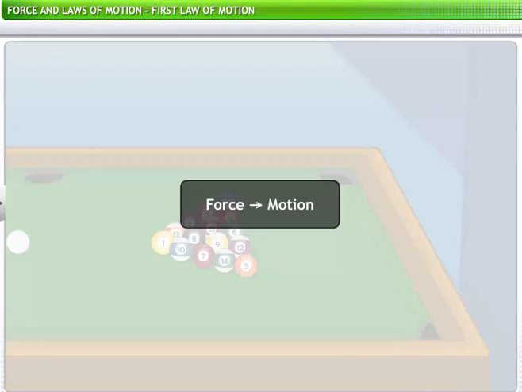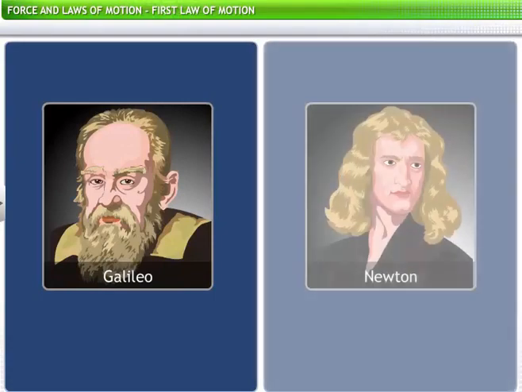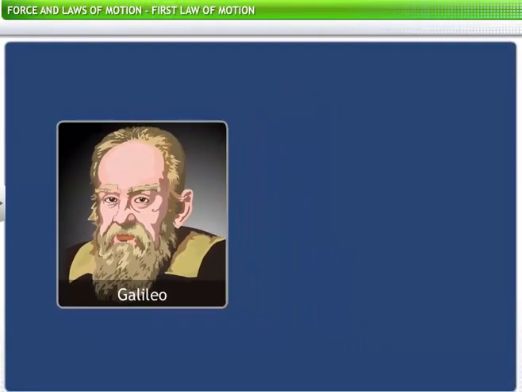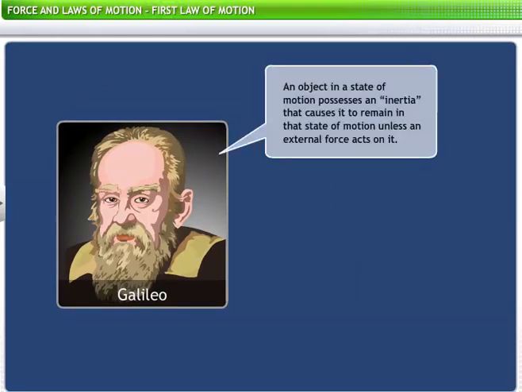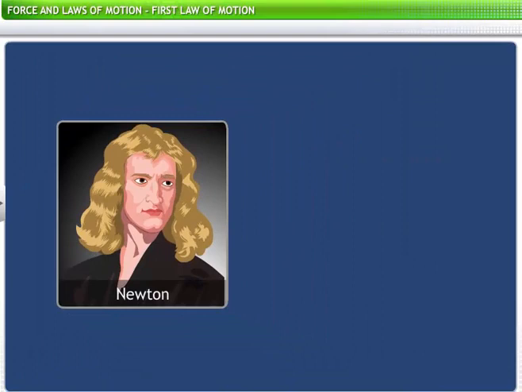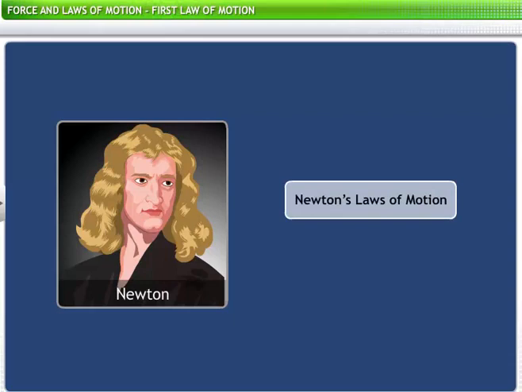This relationship between force and motion was studied by Galileo and Newton. Galileo was the first to abstract from what he and everyone else saw. An object in a state of motion possesses an inertia that causes it to remain in that state of motion unless an external force acts on it. Sir Isaac Newton further studied Galileo's ideas on force and motion and presented three fundamental laws that govern the motion of objects. These three laws are known as Newton's laws of motion.